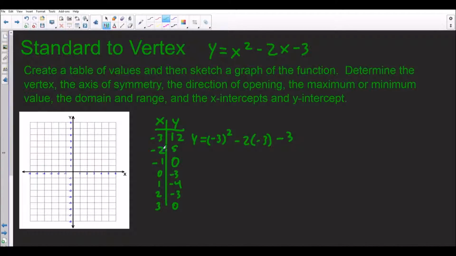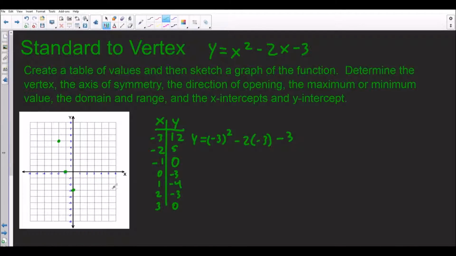So let's actually plot this. So the first point is going to be -3, 12. And that's actually off of my chart, so I'm not going to worry about it. The next point is -2, 5. So -2, 5 I can do, no problem. -1, 0. Good.